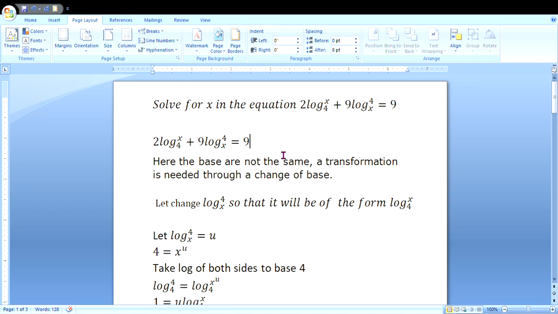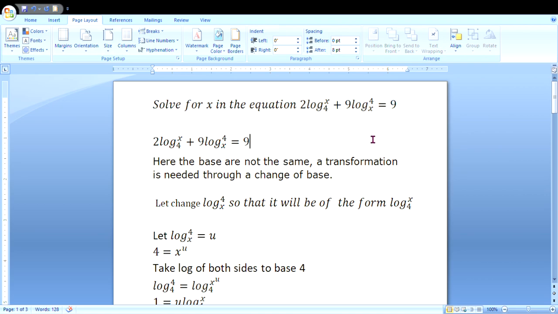Here we're asked to find x in the equation 2 log x base 4 plus 9 log 4 to base x is equal to 9. Here it would have been better. You see that the bases are different, but it's like they are inverse. Here the base is 4 and here the base is x. Here the logarithm is x, here the logarithm is 4. So here we cannot apply the multiplication rule because the bases are different.